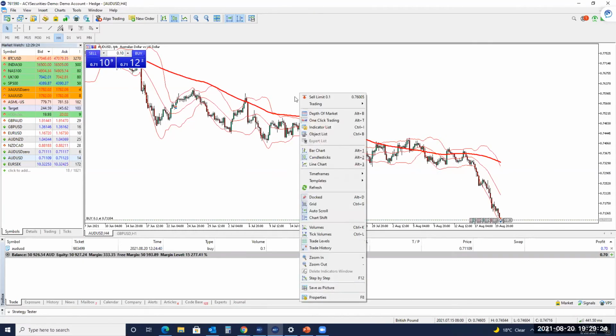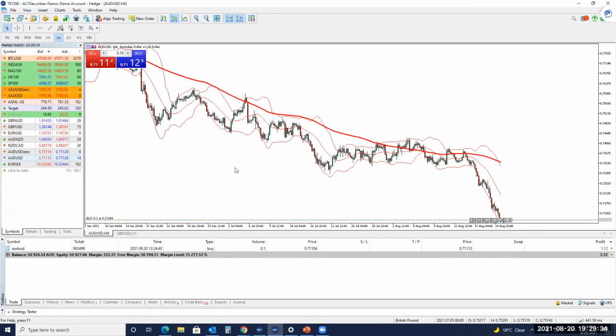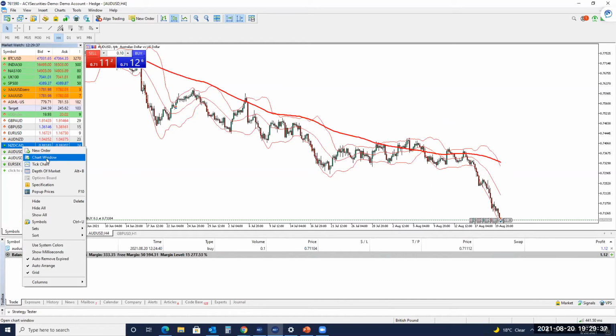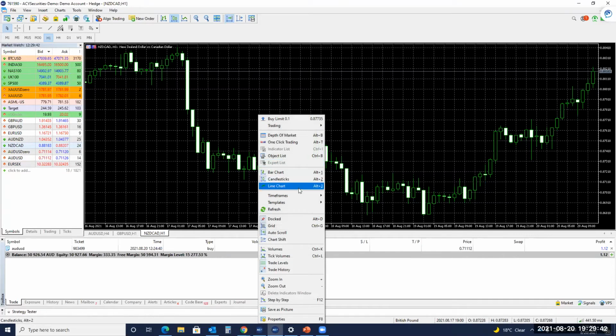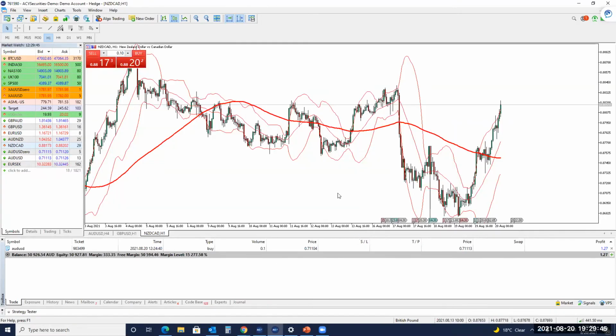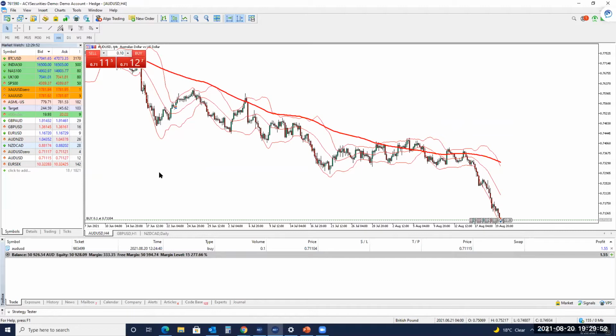And from there, if this was going to be a simple template, I can go in, save template. Let's just call it BB for Bollinger Bands. Bang, done. If I'm going to open up a new chart window, such as the New Zealand dollar CAD, I can open that up, right click, go to my templates, find BB, and bang, I have my Bollinger Bands paired with my moving average. Quite simple, and you can save as many templates as you please. This is useful because it saves you from adding the same indicators time and time again to the different charts you wish to have open.